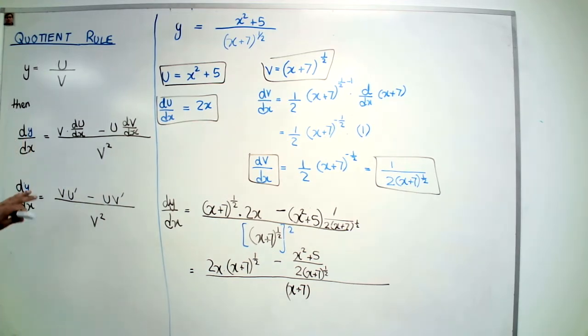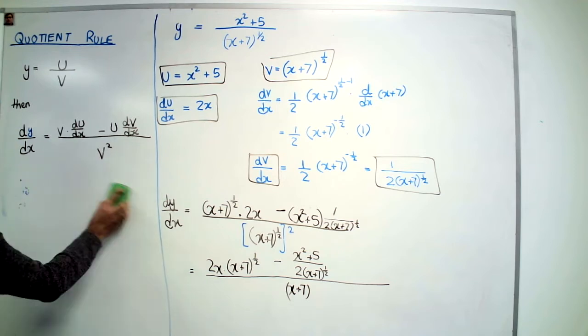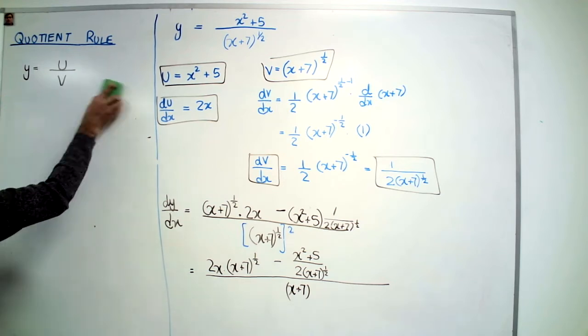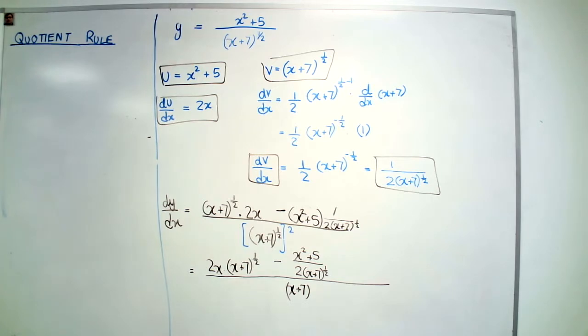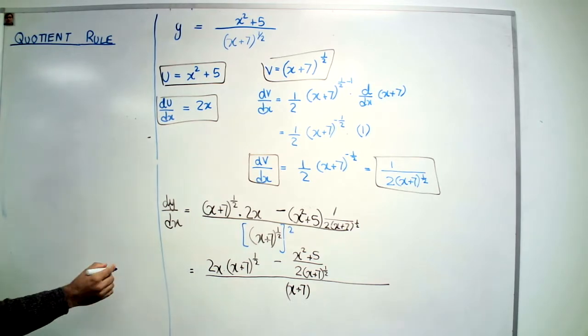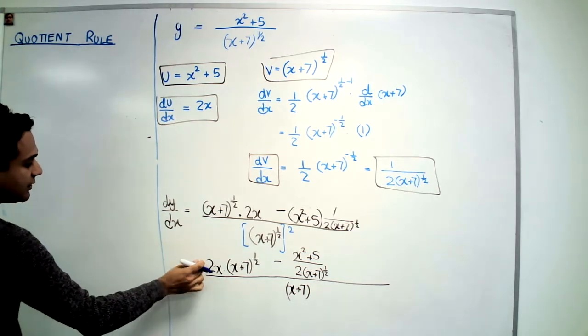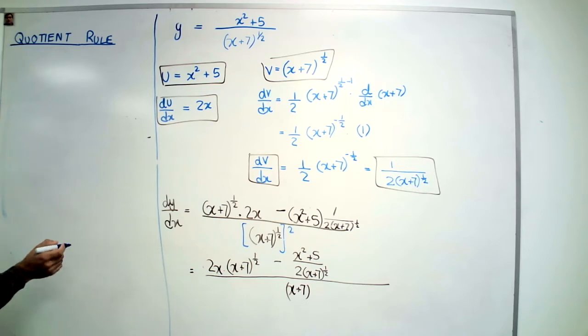So I'm just going to rub the quotient rule. Will that fit here? Yeah, it will fit here. So I'm just going to rub this side, and we do the simplification here. Okay, now I'm just going to simplify the numerator. The denominator, we just leave as it is.